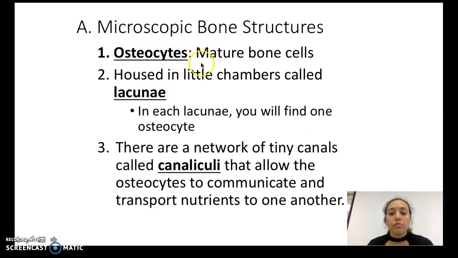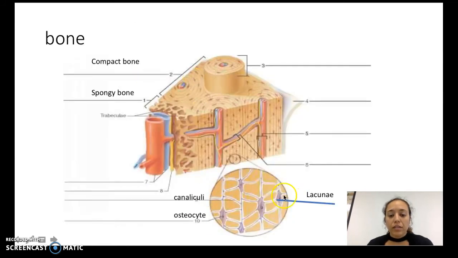So you have your osteocytes, which are mature bone cells. They're in these little chambers called lacunae. In each lacuna, you have an osteocyte, and they're all connected by these little channels, the canals, called canaliculi. Canal is actually in the word, so that makes it easy. That allows osteocytes to communicate and transport nutrients to each other. So these structures would be on a very microscopic level, talking about cells. So in this picture, I have it here. You have the canaliculi, the osteocyte in the middle, and the lacuna.